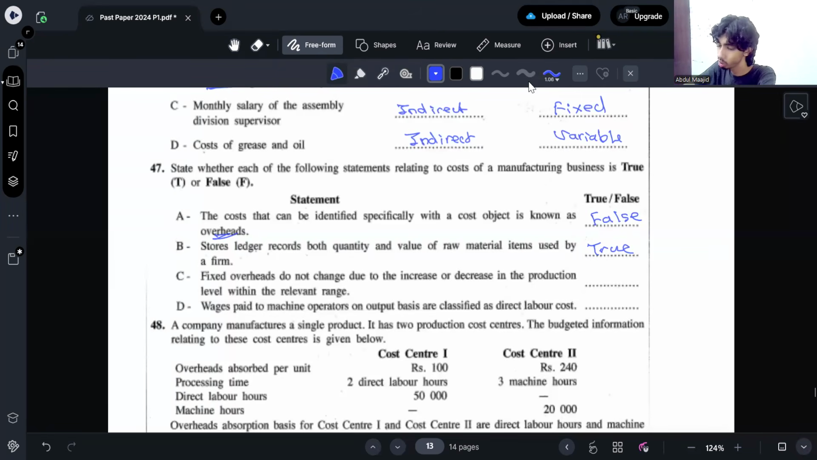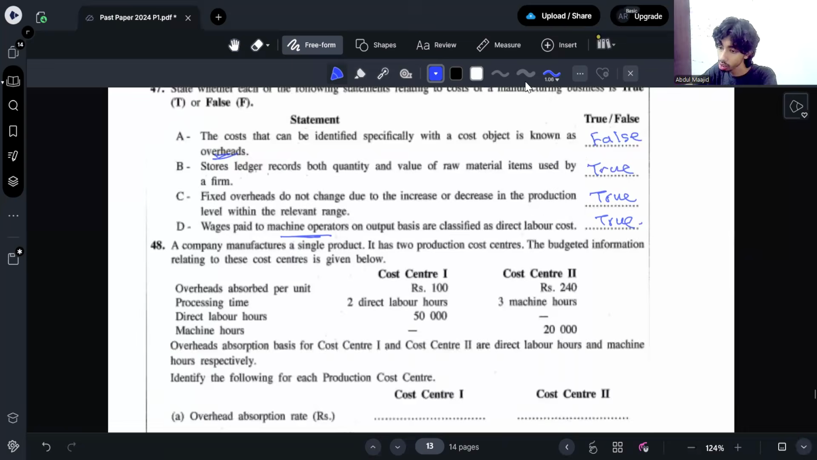Then see, C. Fixed overheads do not change due to an increase or decrease in production level within the relevant range. Correct, right? Fixed costs don't change due to an increase or decrease in the number of units you produce within your capacity. D. Wages paid to machine operator on output basis are classified as direct labor cost. True, right? For machine operator, even if you pay per unit or a monthly salary, machine operator's salary is a direct labor cost.